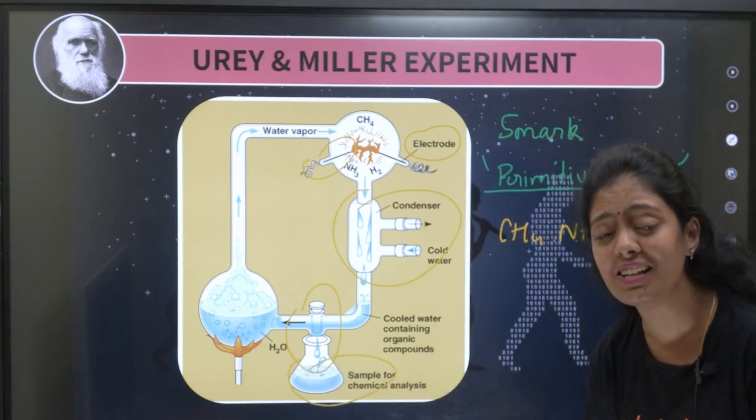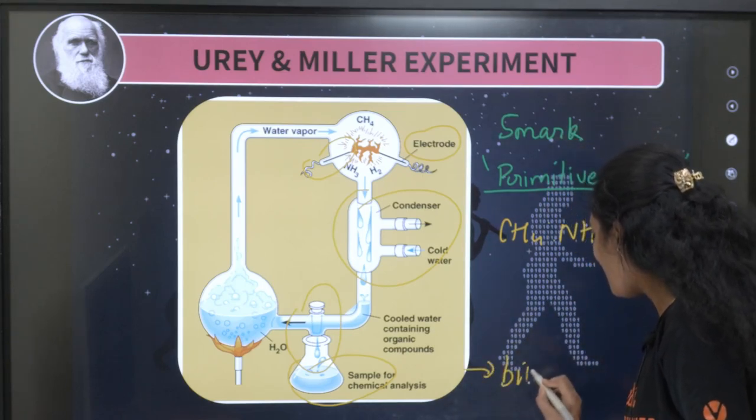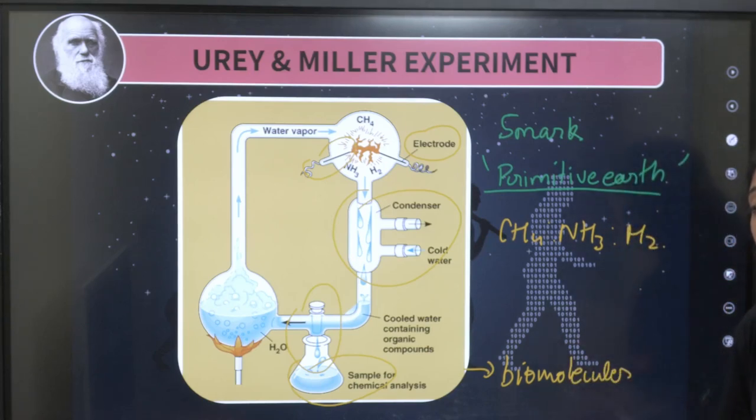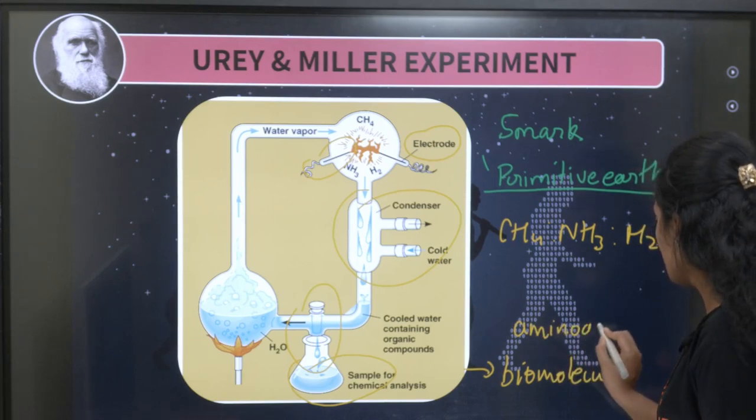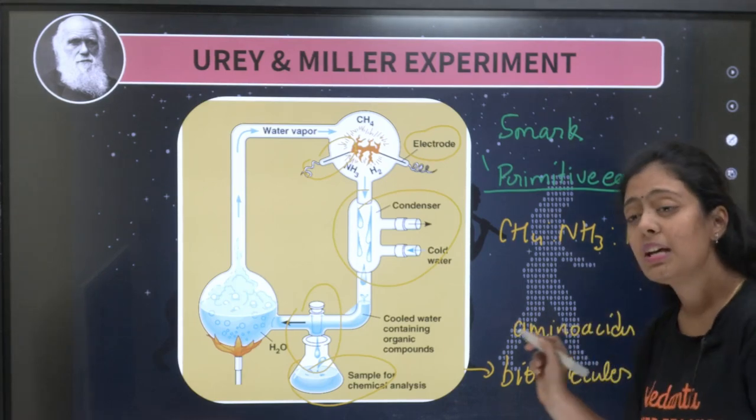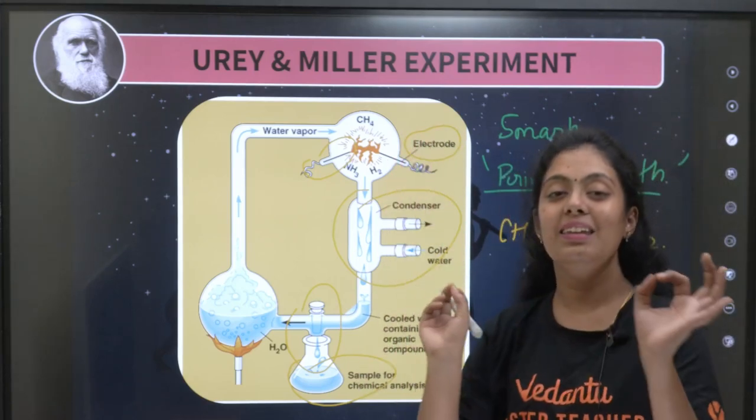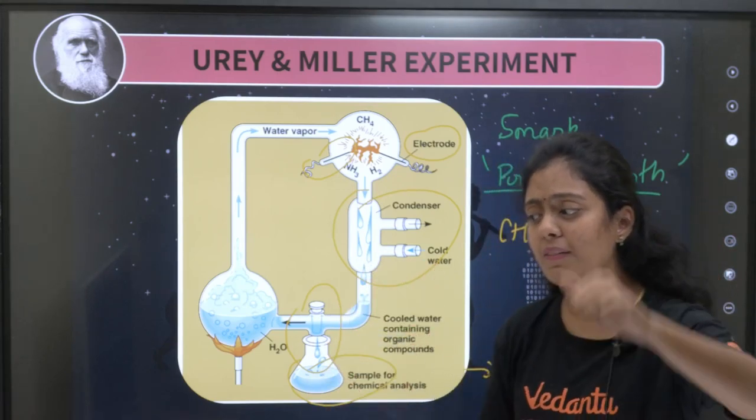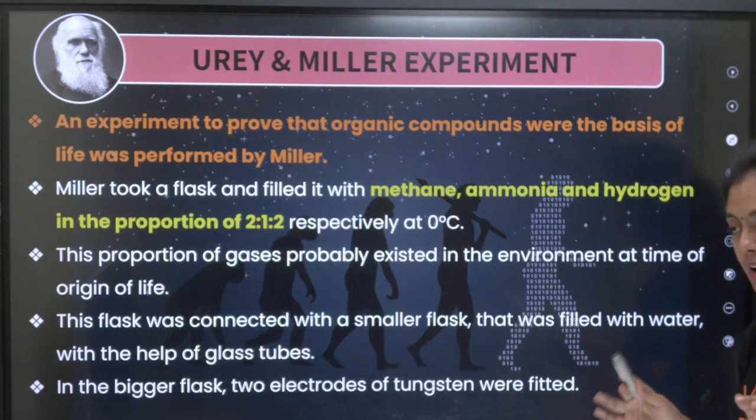When they collected the sample and observed, they saw a lot of biomolecules. Many biomolecules they saw. Okay, so what are the biomolecules he observed? He observed amino acids. Okay, he observed hydrocarbons. He observed small organic compounds. What did they prove by this? They proved that there had been chemical evolution. They proved that chemical evolution definitely happened.